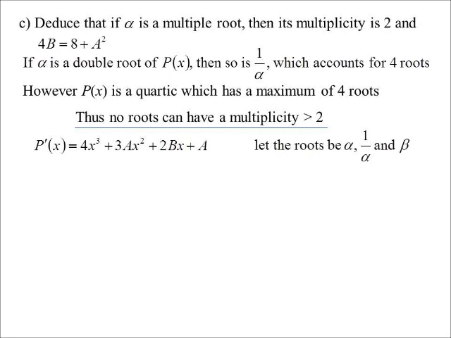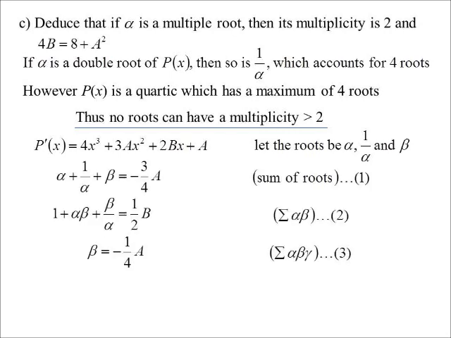Let's play with sum and product of the roots on this cubic. So the sum of the roots will be minus 3/4 a. Sum of the roots 2 at a time: 1 plus alpha beta plus beta on alpha, that'll be a half b. Okay. Well, let's do 3 at a time. 3 at a time is nice because alpha and its reciprocal multiply together to give 1. So I can actually locate beta. Beta is minus a quarter a.